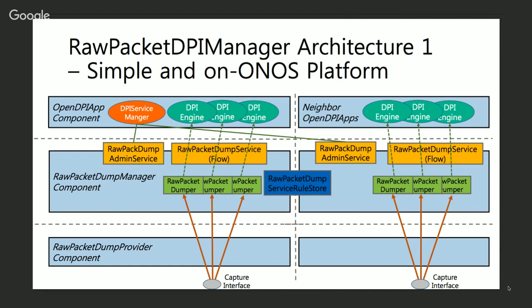So this is the first phase of the proposal we are currently thinking of. There can be more than one instance of this subsystem. If we have more than one subsystem, then the DPI service manager in one of these subsystems can control the creation of the raw packet dumper and DPI engines, etc. It doesn't have to be the DPI service manager; it has to be all the instances of the different subsystems.